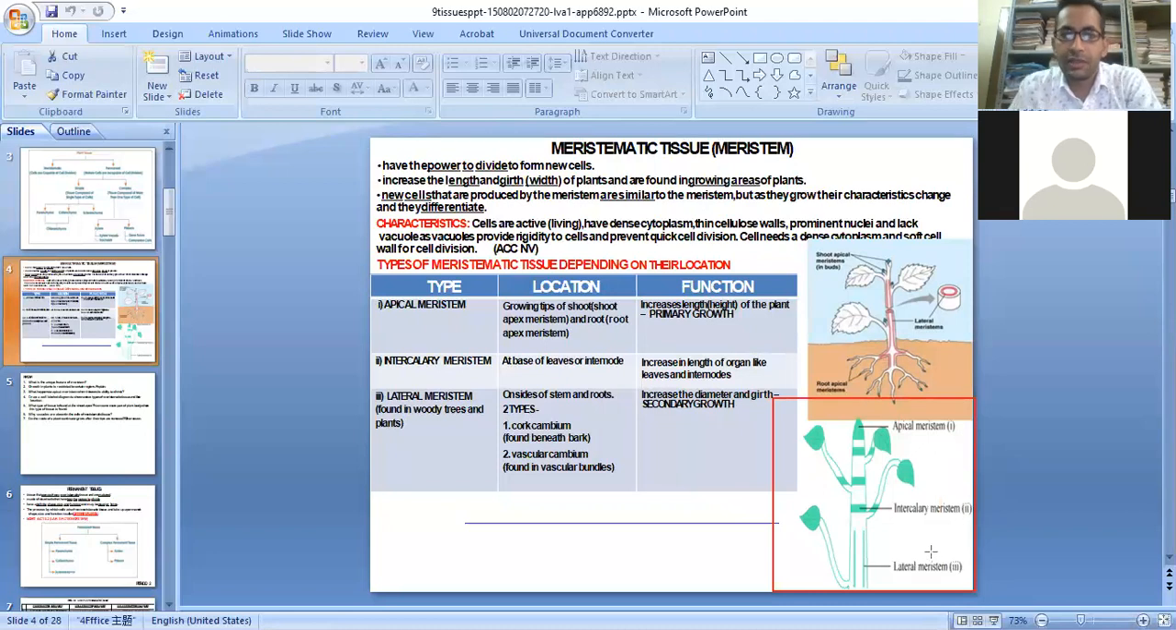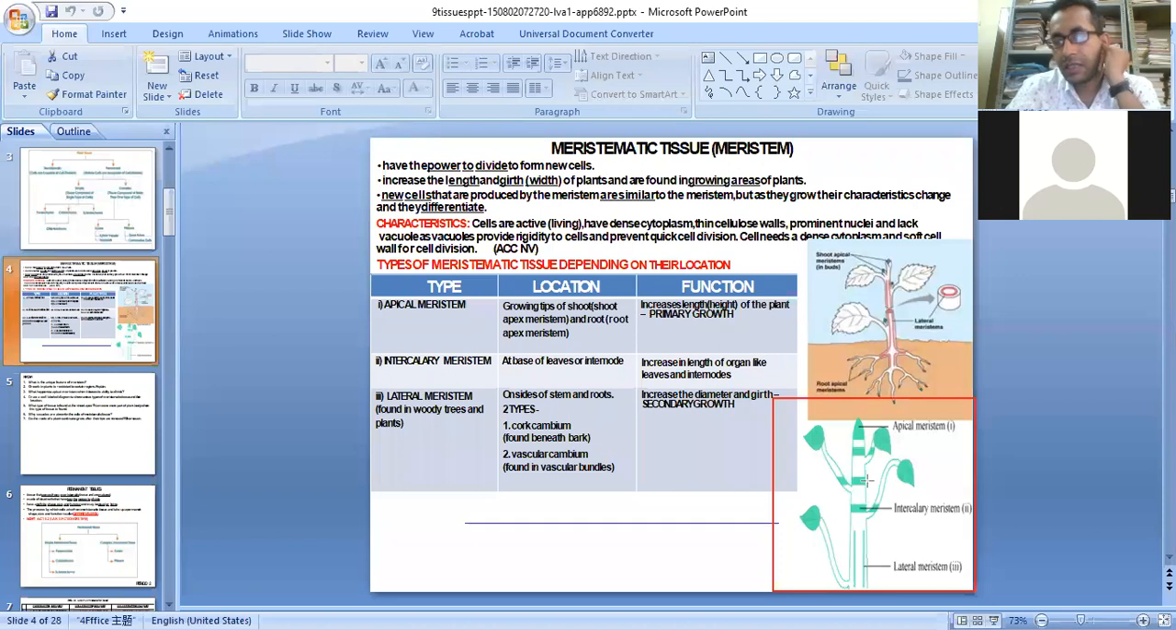There are meristematic tissues. Then there are lateral meristematic tissues, which are responsible for growth. They are present at the root. Then there is intercalary meristem, which is responsible for the girth. Girth means an increase in thickness. And there are apical meristems, which are responsible for growth in length. So these are the meristematic tissues.